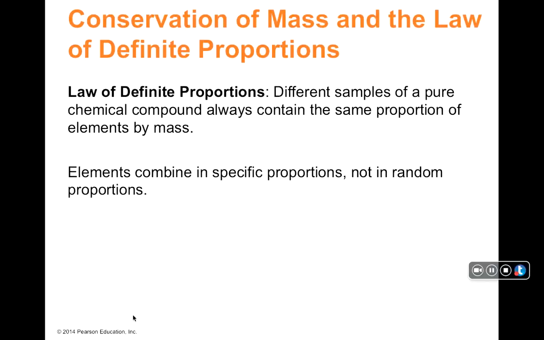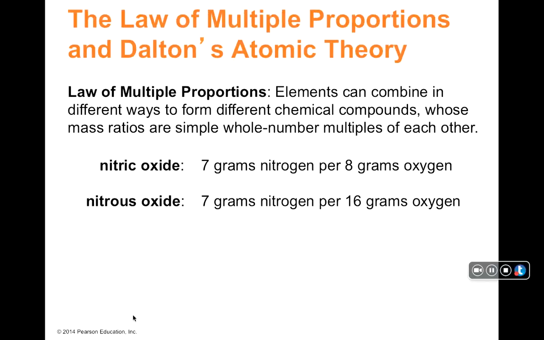Law of definite proportions tells us that we can take pure chemical compounds and that different samples of them always contain the same proportion of elements by mass. So if we take water, doesn't matter where we take that water from or how many different samples we take, its elemental composition is still the same. It's 2 hydrogen atoms and 1 oxygen atom combined together to make that water. So they combine in specific proportions. It's not at random.